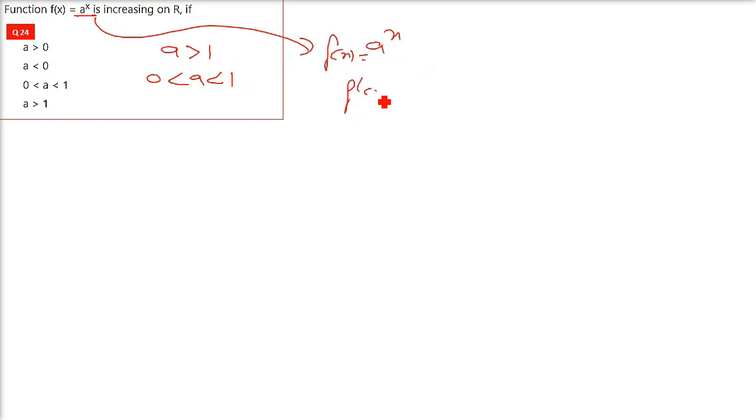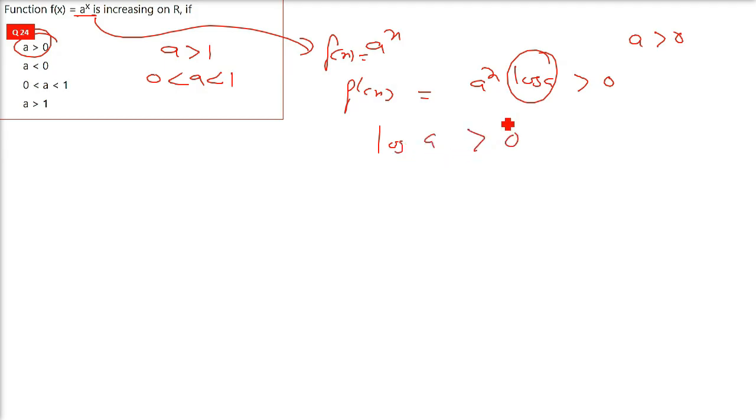But we'll follow the steps. f dash x I am finding out. The differentiation of a raised x is a raised x log a, base e. This is greater than 0. Log a, a should always be positive if you are talking about log. You cannot have a less than 0. So a should be greater than 0. a raised x, a is a constant here, so whatever value you put, a cannot be less than 0. Anything greater than 0 to the power x will always be positive.